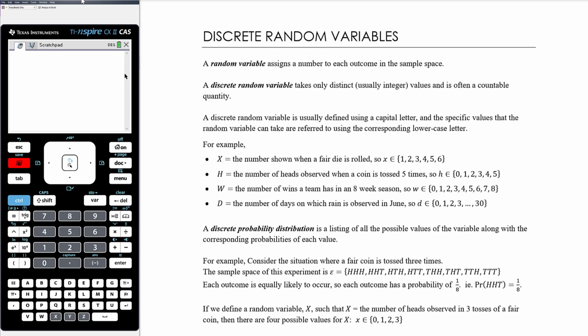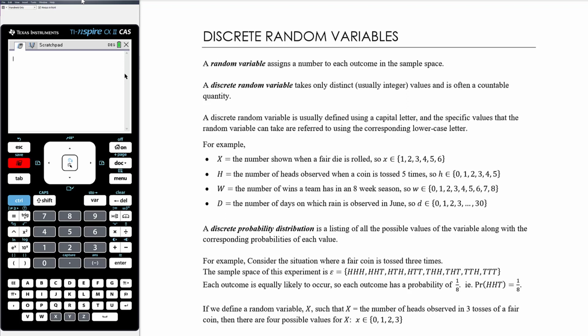Discrete data is data that usually takes only integer values, and it's often countable quantities. The number of times I roll a 6, the number of times I see a head when I toss a coin, the number of red cars that drive past, the number of females, whatever it might be. So it's usually a countable quantity, so you'll often be talking about the number of something. We'll talk more about continuous random variables in the next chapter, which is more like measurable quantities: time, distance, height, weight, etc. So discrete countable quantities.